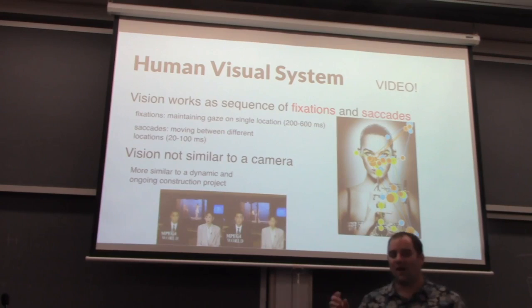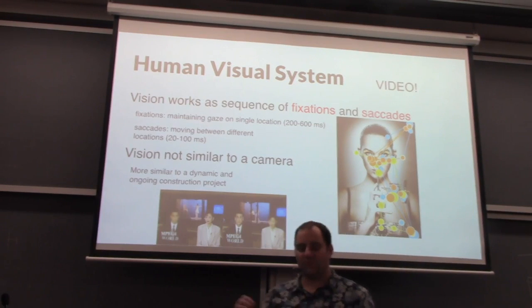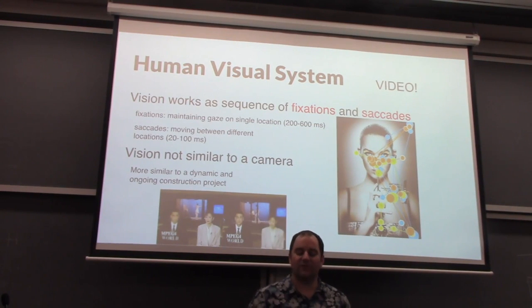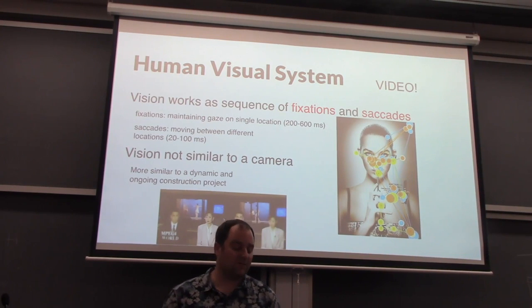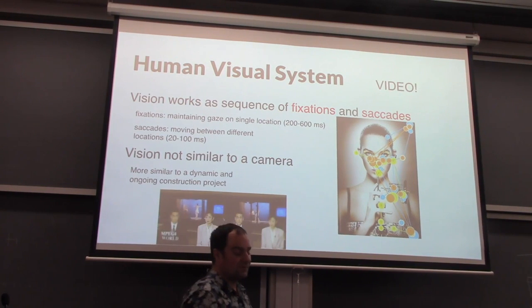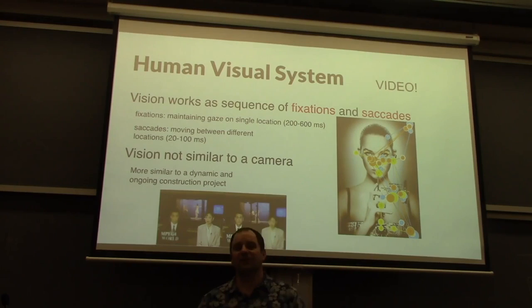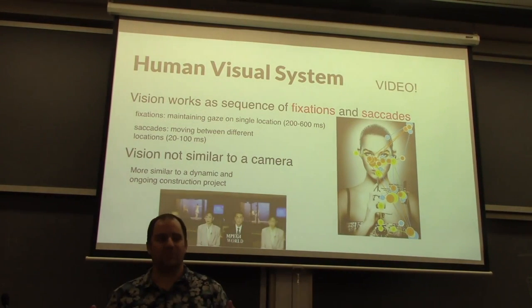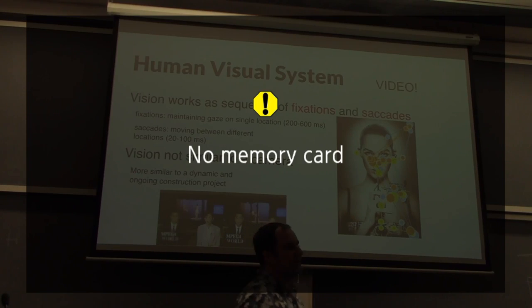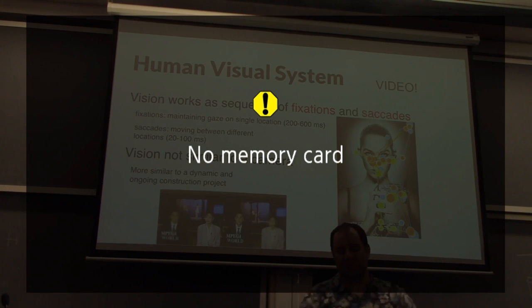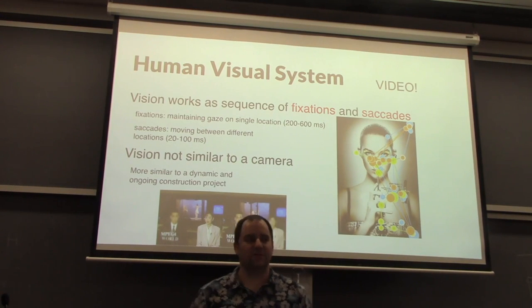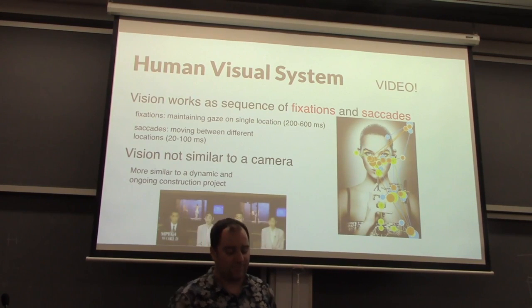So how that works is we have rapidly alternating operations between fixations and saccades. We fixate on a point, perceive it, and then move our eyeballs around. The moving of the eyeballs is called the saccades. The fixations last about 200 to 600 milliseconds, and the saccades, the movements between the different locations, last between 20 and 100 milliseconds. Cameras try to capture everything at the same quality, but our vision is very much like we have a good central vision, but we don't see our wider surroundings that well.